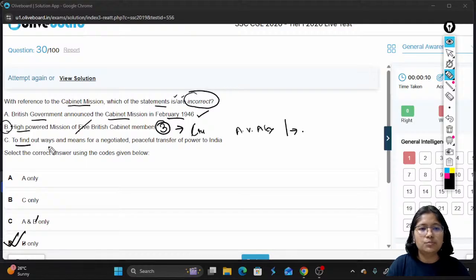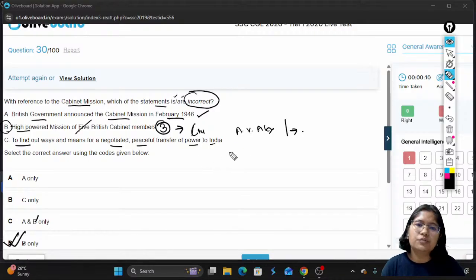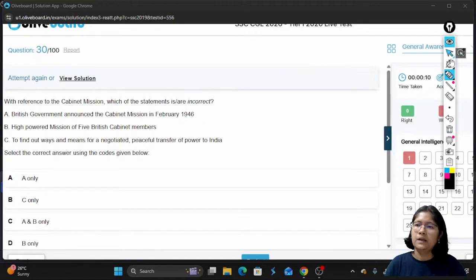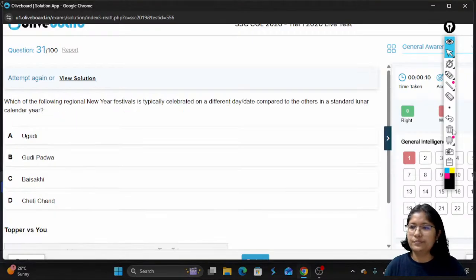To find out ways and means for a negotiated peaceful transfer of power to India. All right, and also for the Constituent Assembly and then the Constitution on 26th November 1949. And then you count the number of days and you see that, right? So this is what you study in basic history and also in the historical background topic in polity. So this should not be difficult.